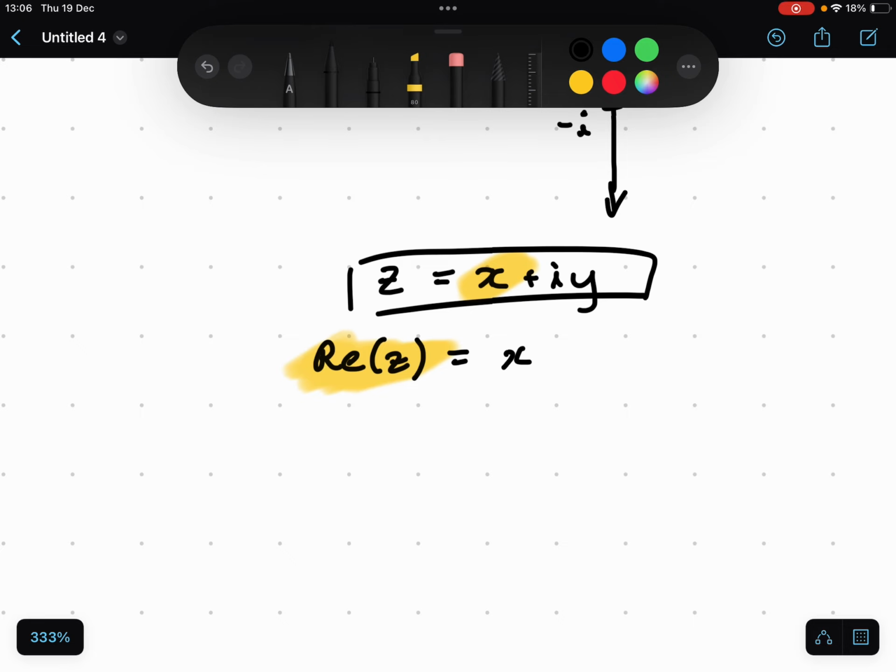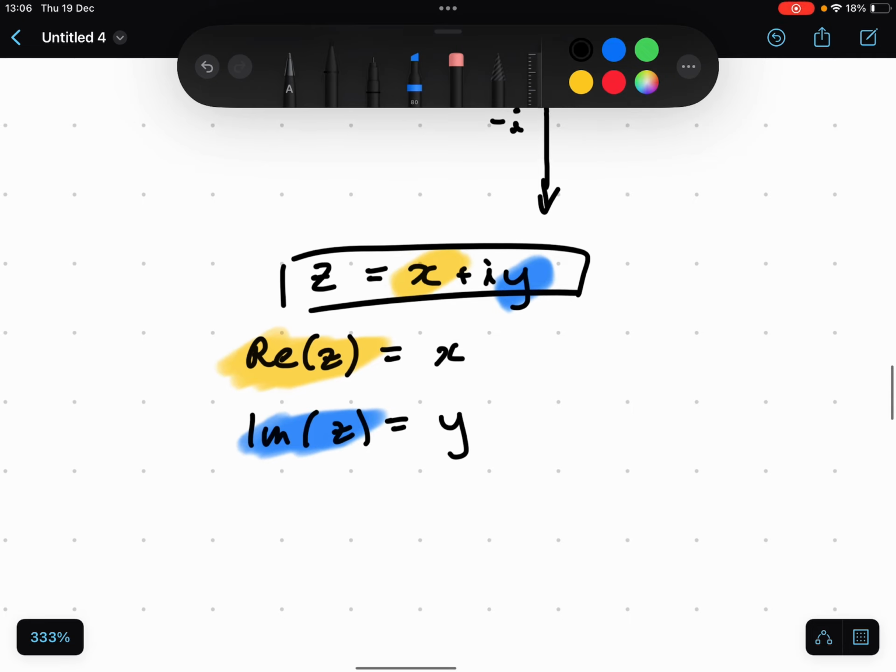And what about if I take Im of z? Now you can imagine, well, we're just taking the imaginary part, right? That makes sense. Let me convert this to maybe blue. So we're just thinking about this part here. We're not talking about y, okay? I want you to keep in mind, even though we're talking about the imaginary part, we don't care about i. We're talking about the part, not i.